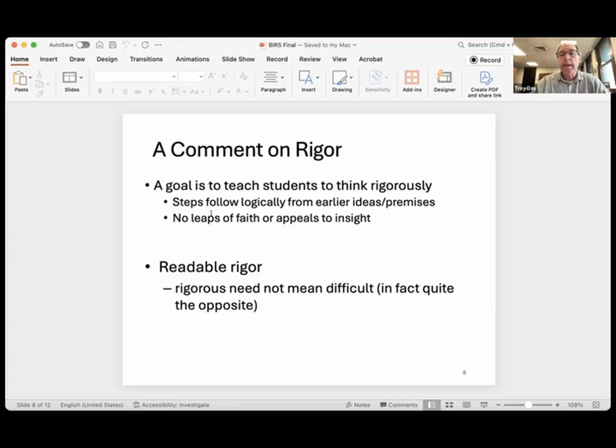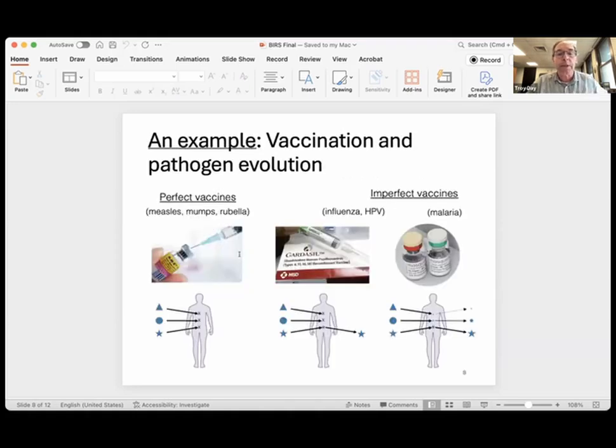And to me, then, to be rigorous in a course like this is to be completely unambiguous about every step you take along the way, so that anybody who's willing to follow along can follow it. So it's what I'd call readable rigor, rather than abstraction. So I'm going to finish with just an example of how I've tried to do this. It's an example involving vaccination and pathogen evolution.